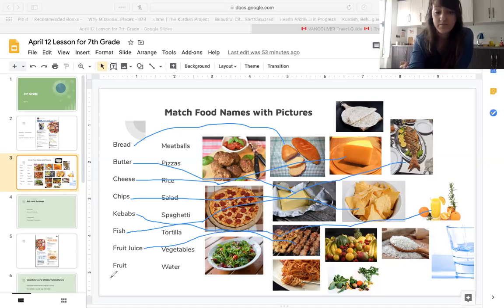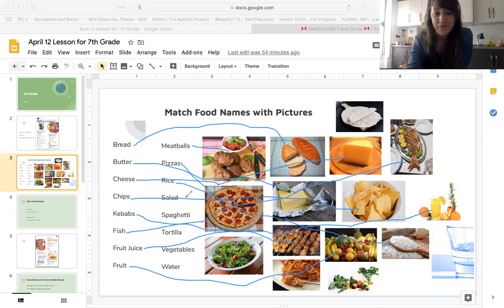This word is fruit. Just fruit. Fruit is all the way over here. Fruit is like bananas or apples. Okay. This says meatballs. Where are the meatballs? Right here. This says pizzas. Where is the pizza? Right here, of course. Americans love pizza. This says rice. Where is the rice? All the way over here. This is the rice, or in Kurdish, birinj.